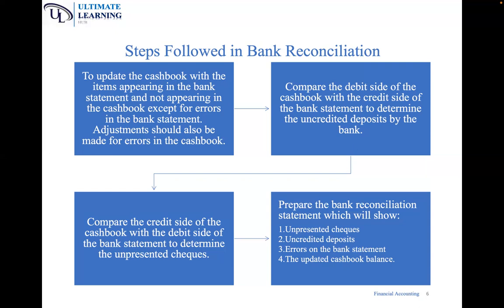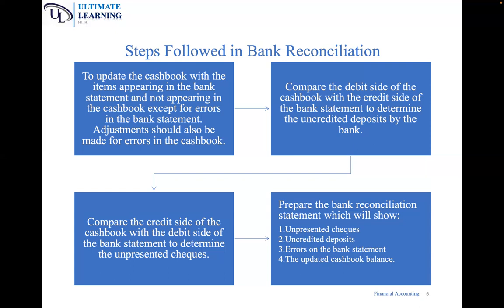The second step is to compare the debit side of the cash book with the credit side of the bank statement to determine the uncredited deposits by the bank. Remember, the items that appear on the debit side of the cash book, the same items should be appearing in the credit side of the bank statement, and vice versa.